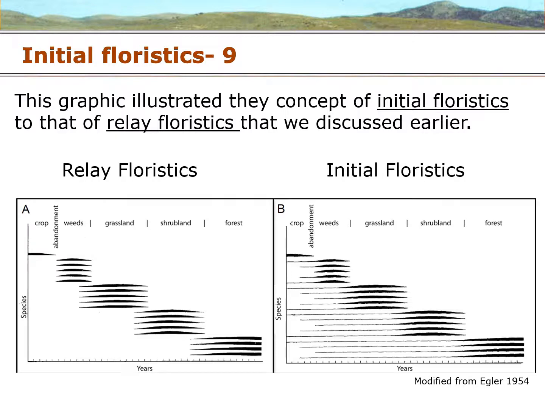This graph intends to illustrate the concept of initial floristics that we just talked about compared to the relay floristics that we talked about earlier in the class. Notice how in the initial floristics idea, the early successional species tend to remain in the plant community, just at a lower abundance. And from personal observation, I really believe that the initial floristics is more realistic than the relay floristics, where the early successional species are completely or mostly eliminated from the plant community.